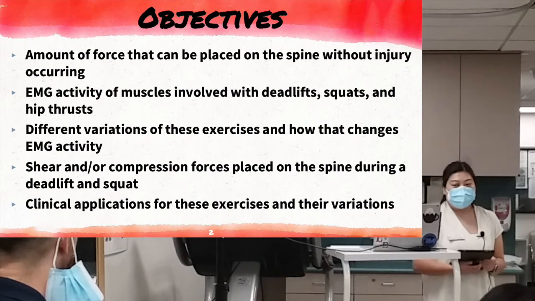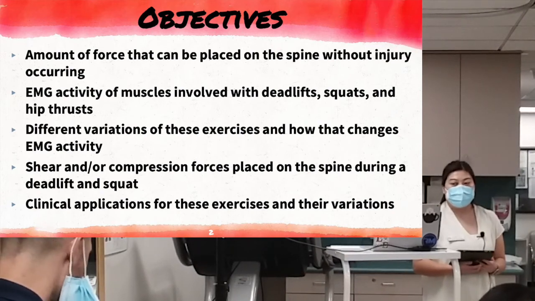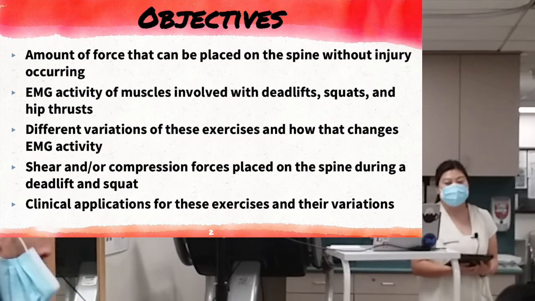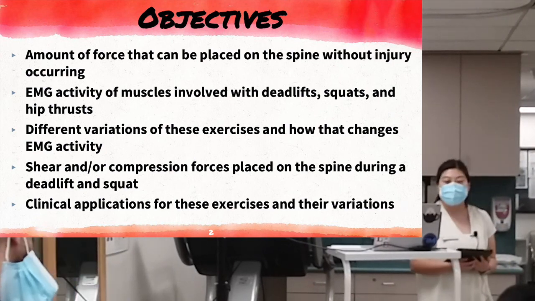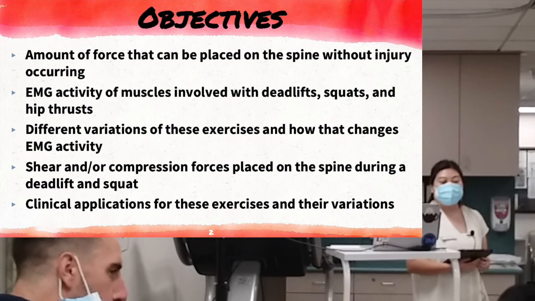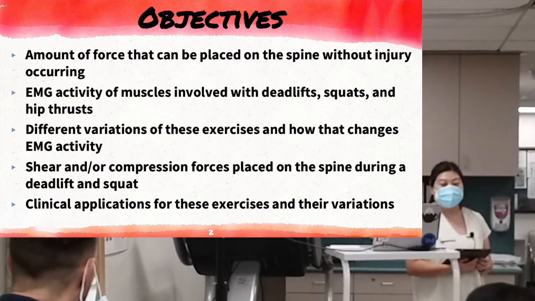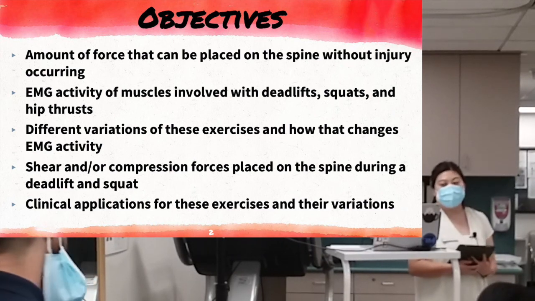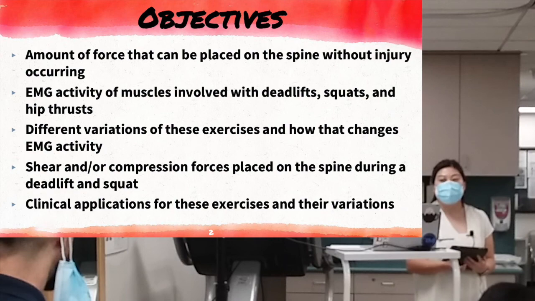So the objectives I'm going to go over today are the amount of force that can be placed on the spine without injury occurring, EMG activity of muscles involved with deadlift, squats, and hip thrusts, different variations of these exercises and how that changes EMG activity, shear and/or compression forces placed on the spine during a deadlift and squat, and clinical applications for these exercises and their variations.